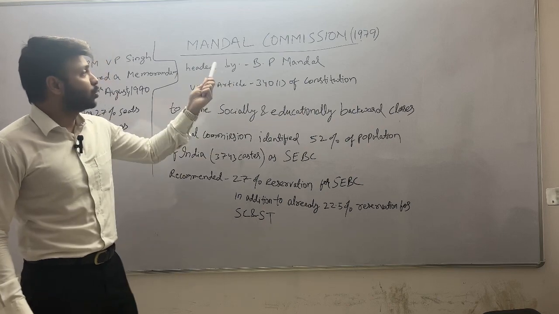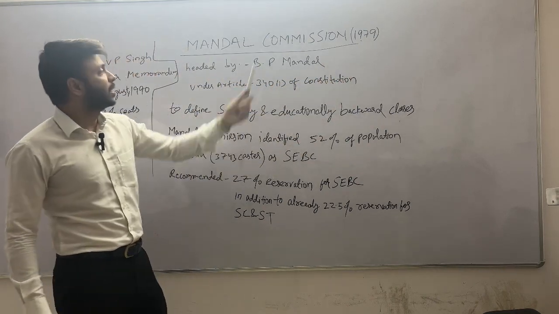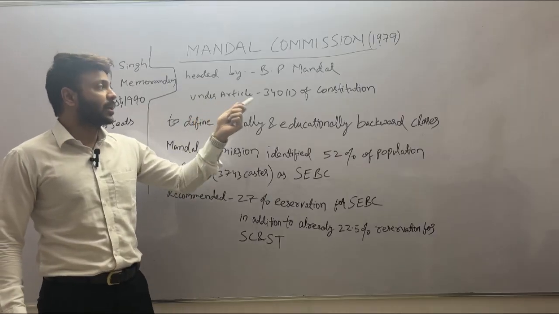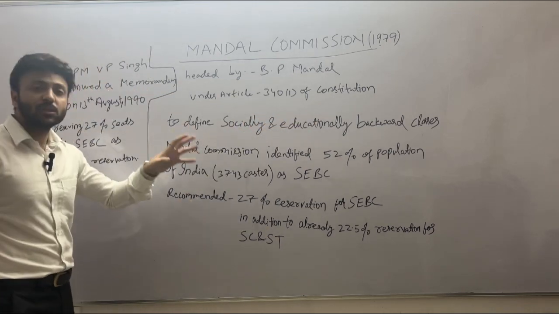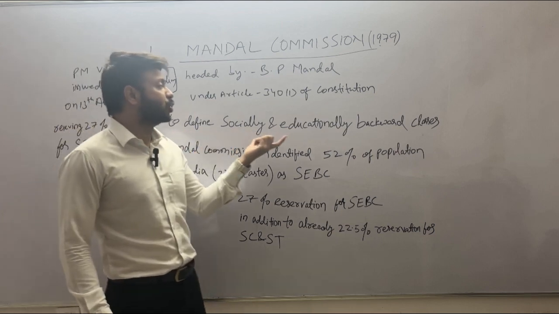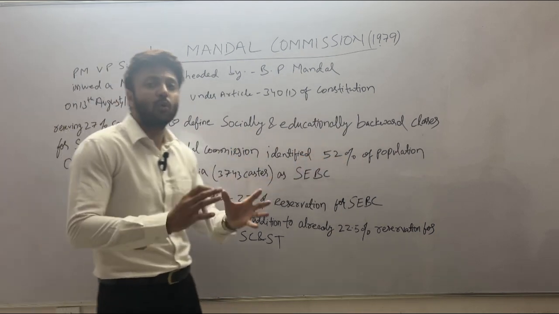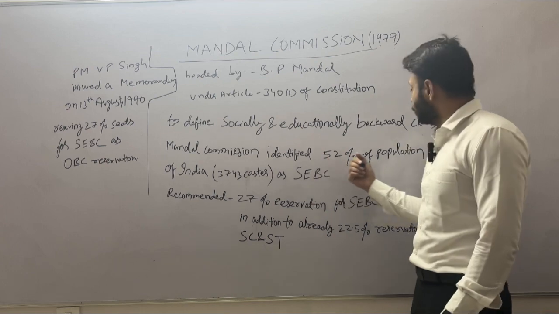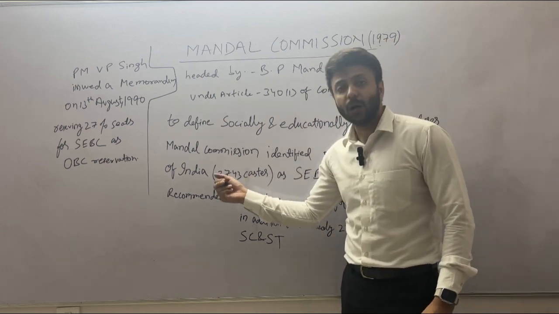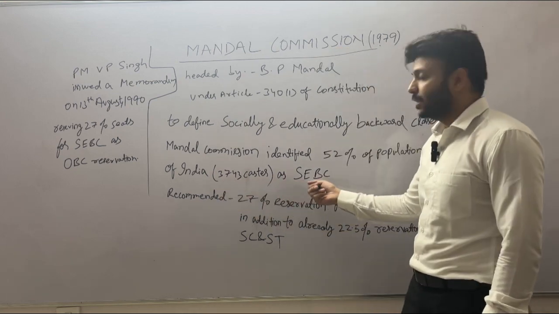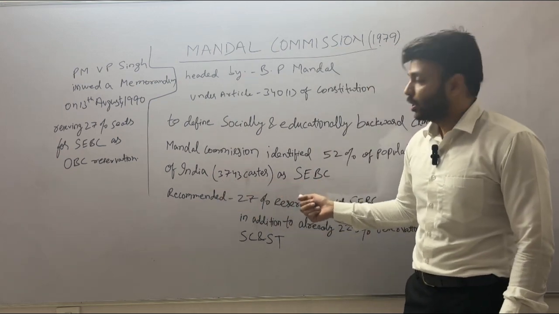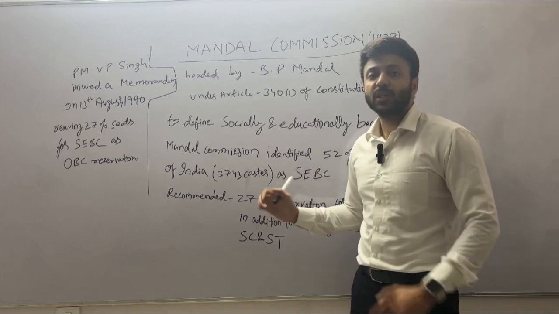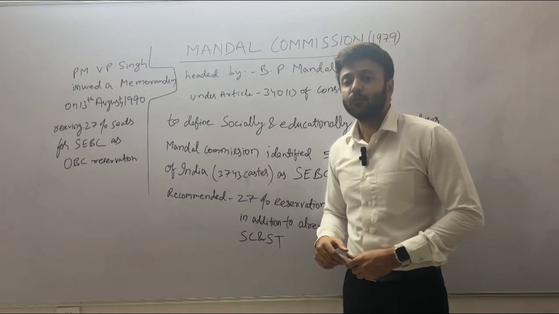The second commission which was set up in 1979 was Mandal Commission. This commission was headed by B.P. Mandal. Mandal Commission was set up under Article 340 of the Indian Constitution. So, what was the goal of the Mandal Commission? It was to define socially and educationally backward classes, to define who all consist of socially and educationally backward classes. And Mandal Commission identified that 52% of the population of India, which consists of 3,743 castes, are SEBC, that is socially and educationally backward classes. So out of the 100% population, 52%, more than 50% of the population was actually socially and educationally backward. This was the finding of Mandal Commission.